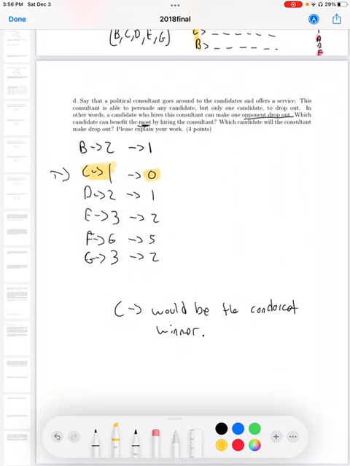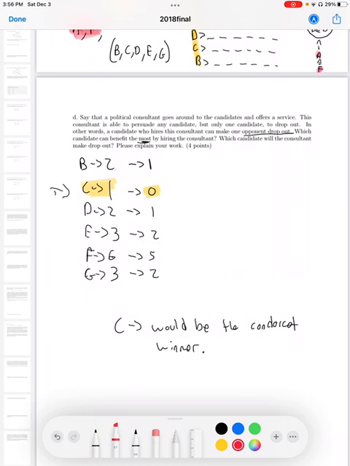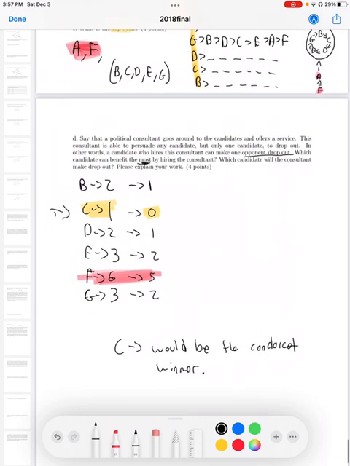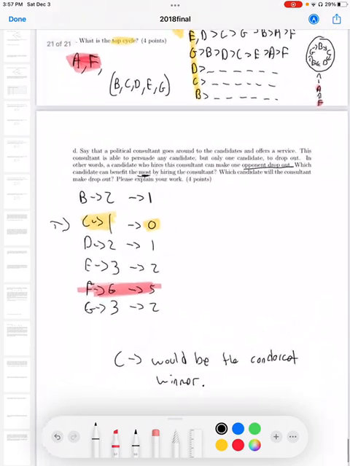And yeah, the person that would least benefit from this would be F. But yeah, C would be the best candidate that would benefit from this.